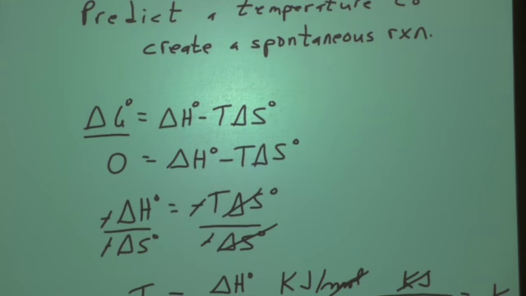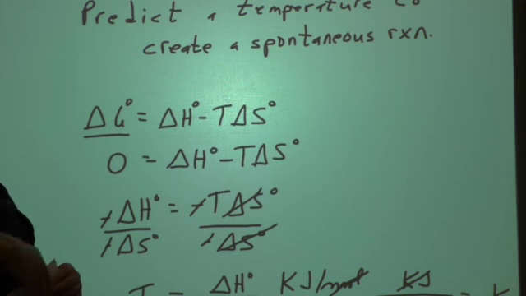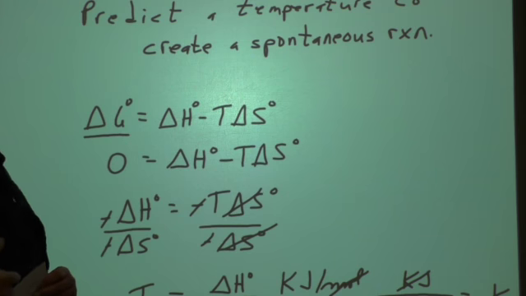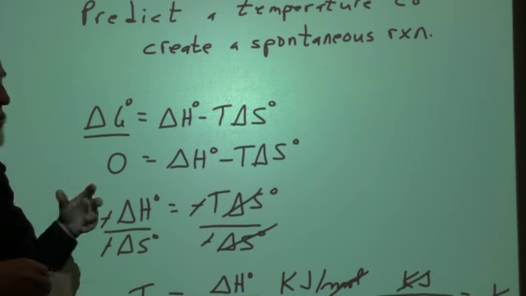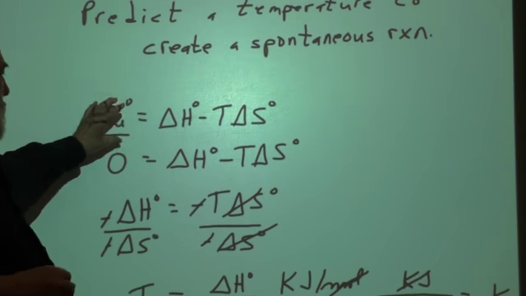We can predict, based upon that idea, a way of calculating what temperature we can have that's going to change a non-spontaneous reaction, which means probably that the delta H is endothermic, into a spontaneous reaction. So we look at this reaction right here.